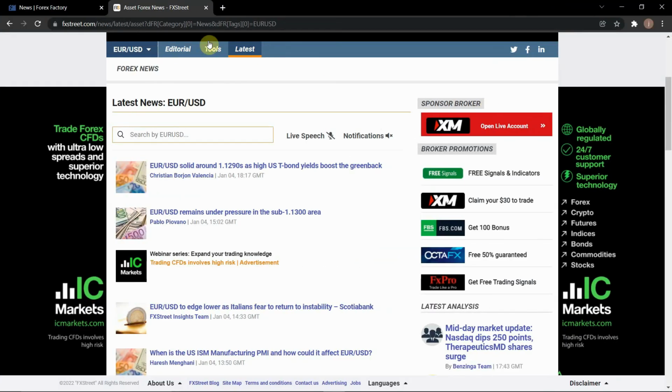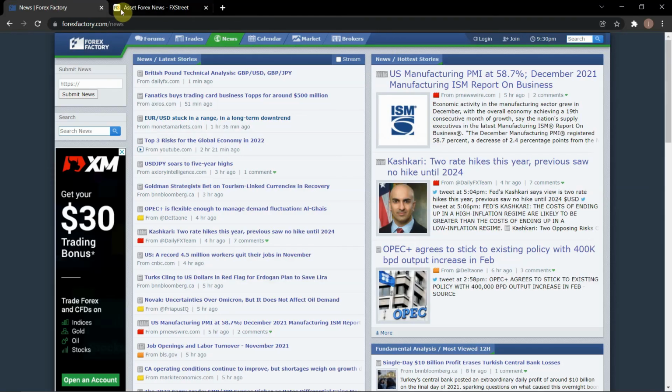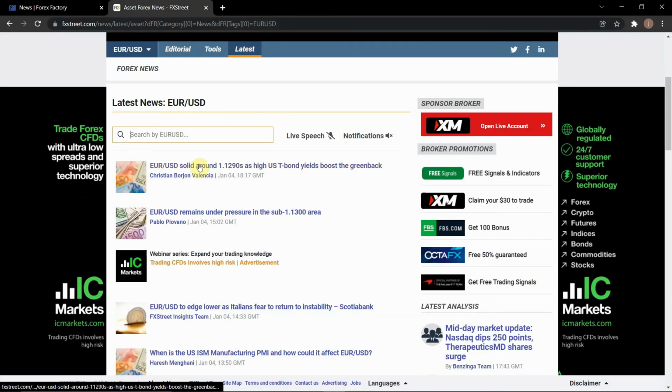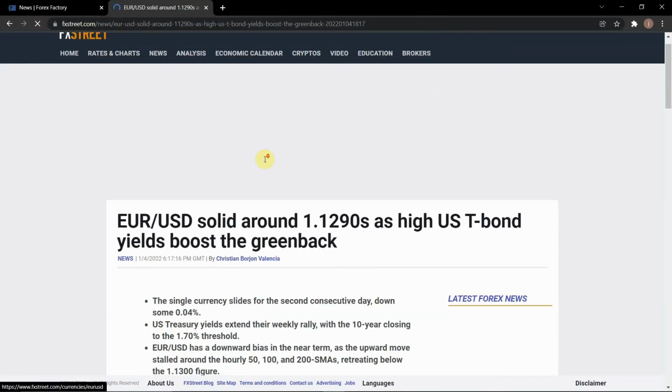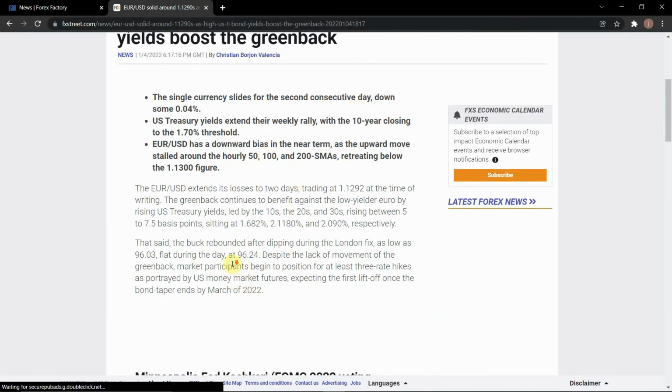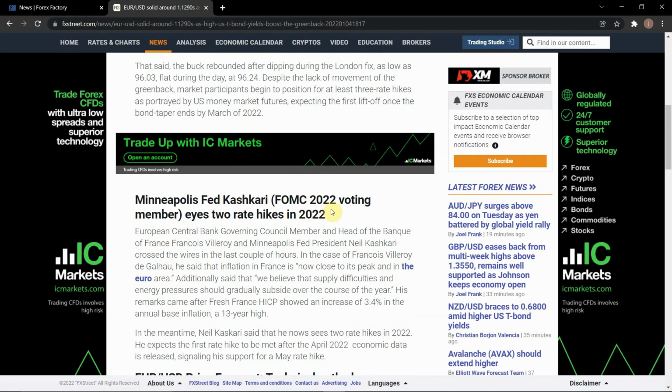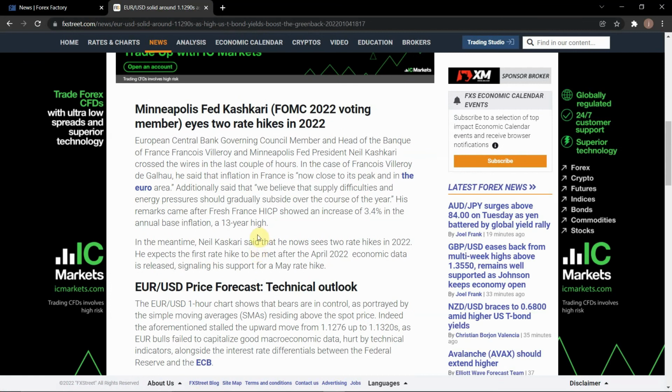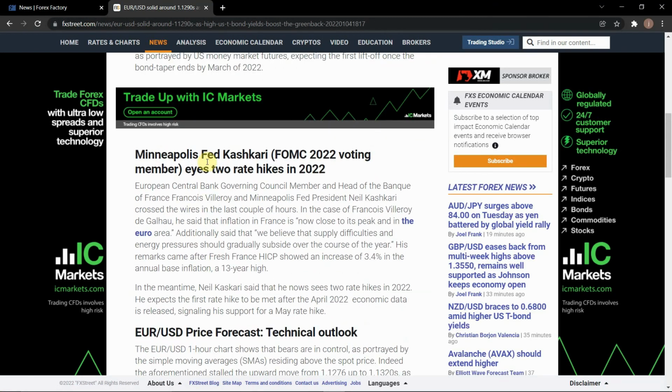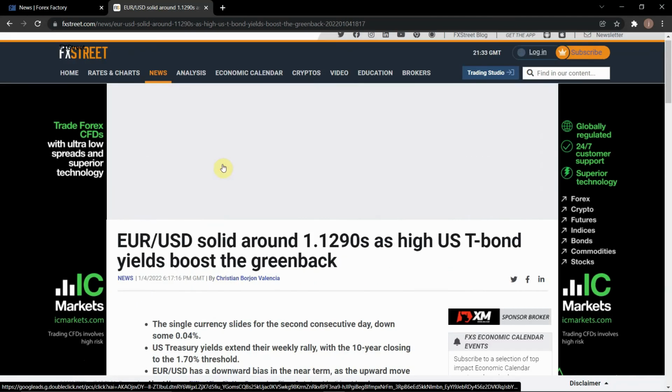But a fundamental analysis is basically you going to the sites, and there are other sites as well. So this is Forex Factory and this is FX Street. You could see here your USD is solid, yield boosts for greenback. And if I click this, you're going to have news about something happening. You see this? So you have Minneapolis Fed, FOMC news, and this usually affects the EUR USD. It could be a meeting, a conference, and these are things that affect the currency pair, and that's how you get informed on your analysis.